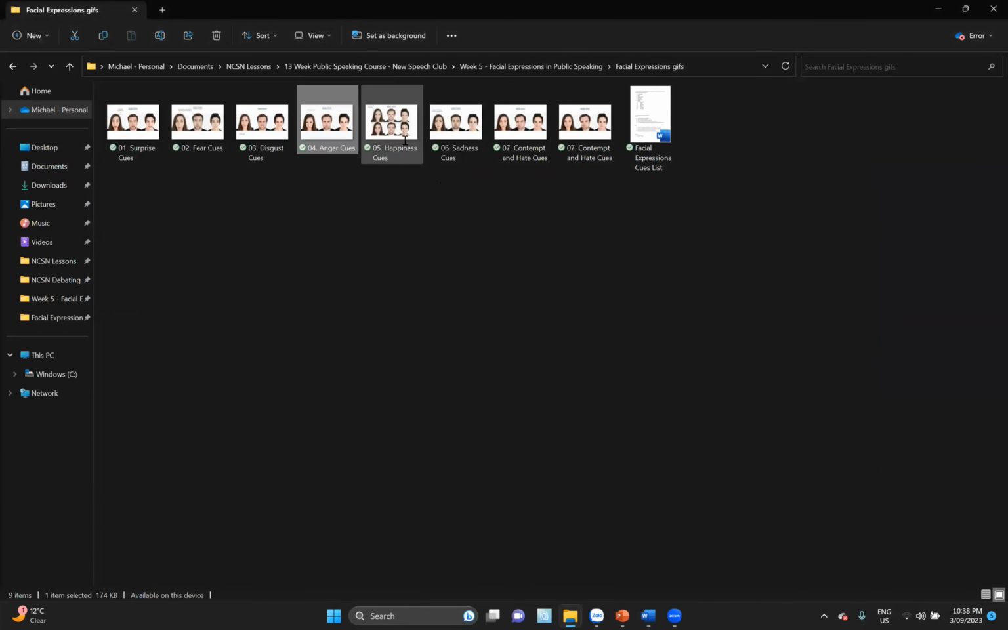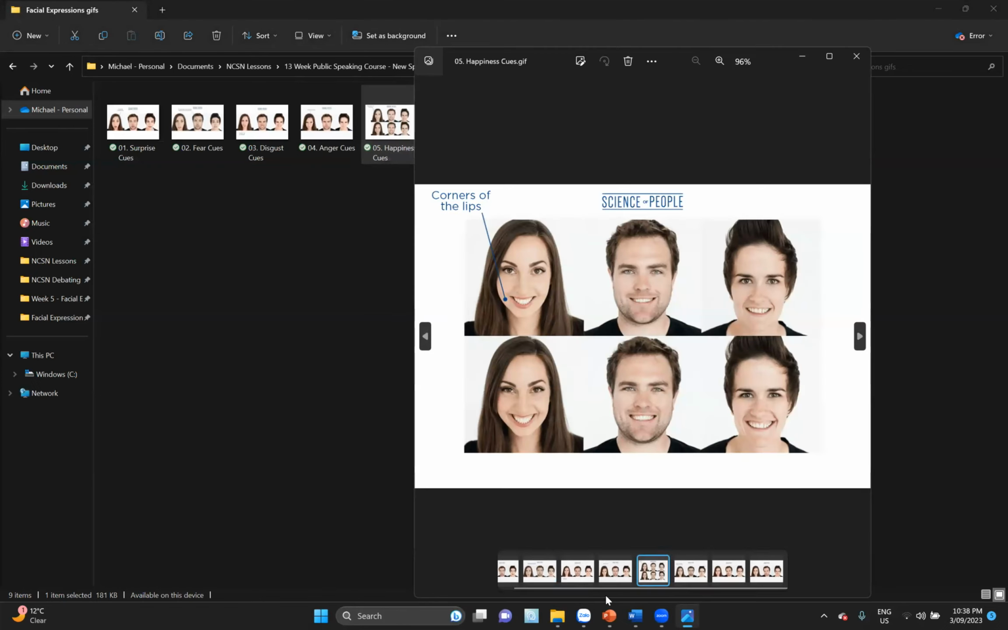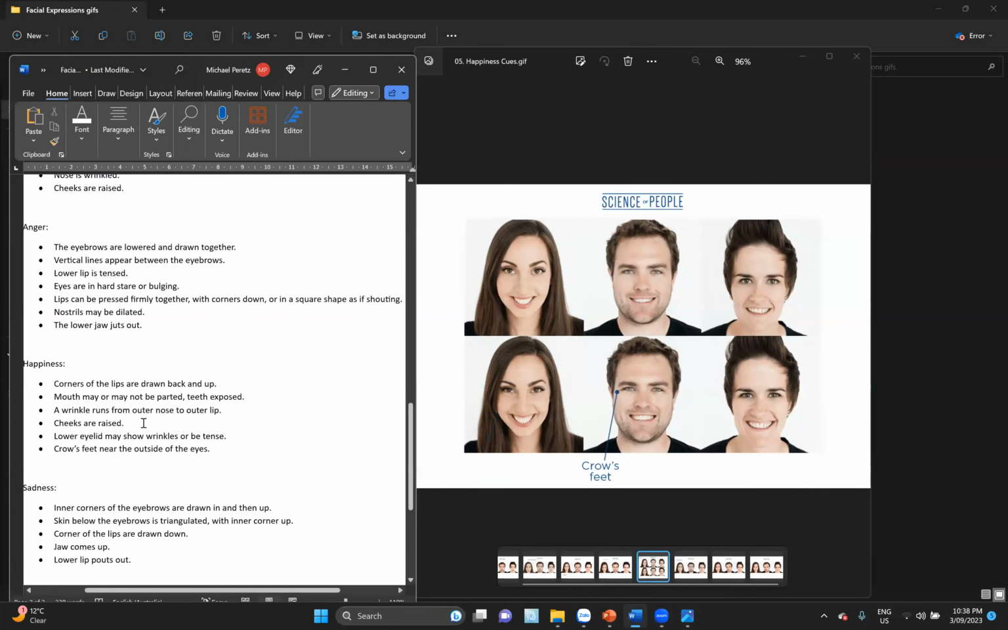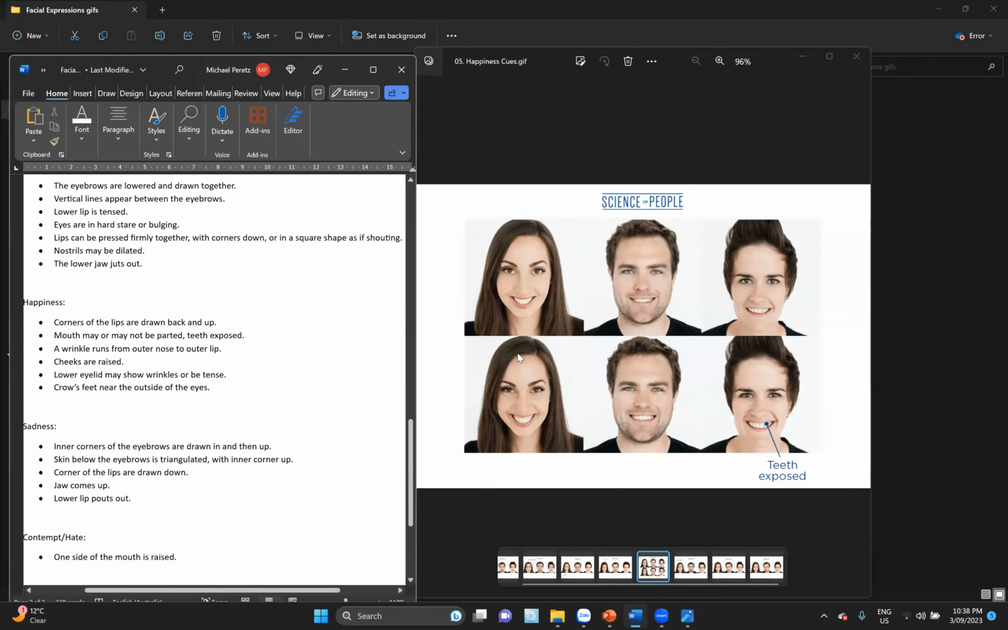We move on to an emotion I hope we all feel more often than not, which is happiness. If we have a look at the face of happiness, the first thing we notice is the big smile. The corners of the lips are drawn back to make the smile wider and up to indicate the smile.